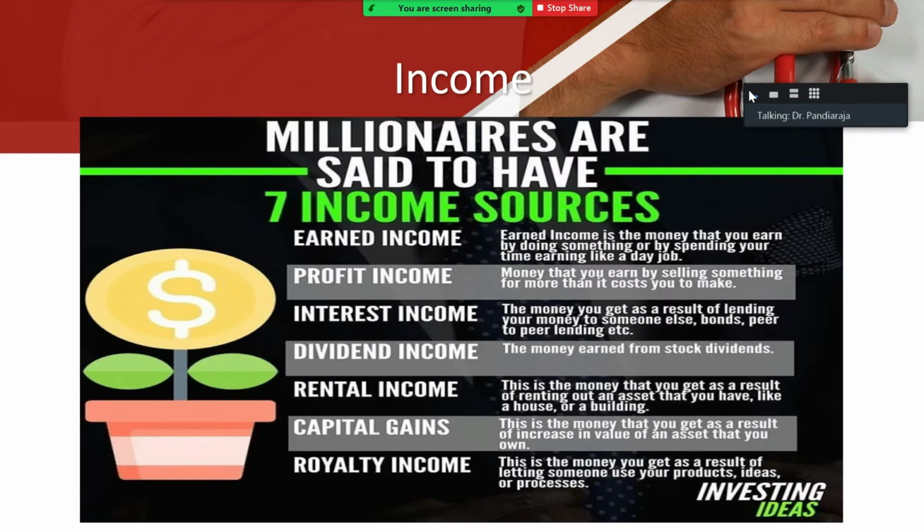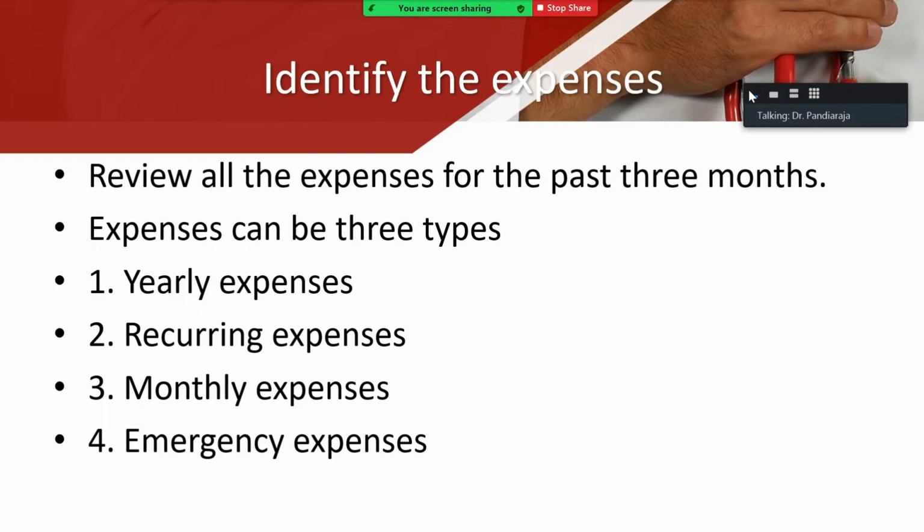So people will have different types of income. Most of you have earned income, and some people will have profit income, and a few will have interest income or dividend income, and very rarely people who already own a home will have rental income. And a few people who invested in the stock market will have capital gains. These six mostly fit most people, but very rarely, around 1 to 2%, will get royalty income by means of getting a patent or creating some product, idea or process.